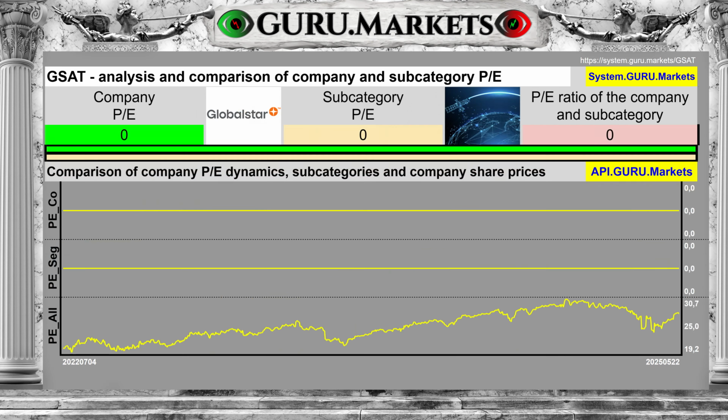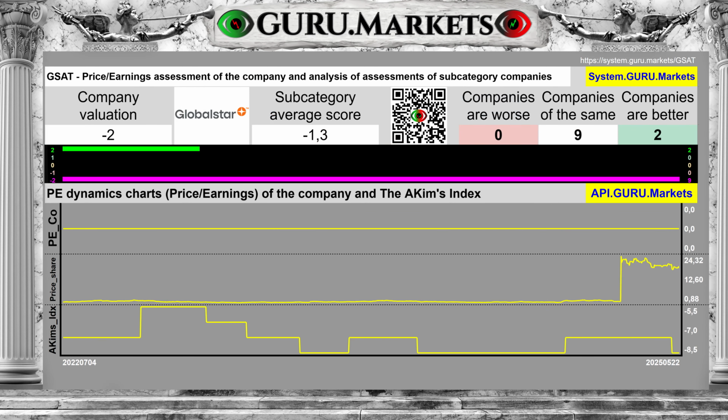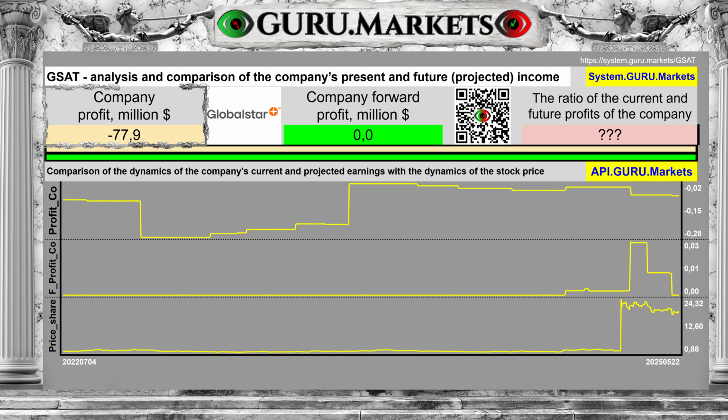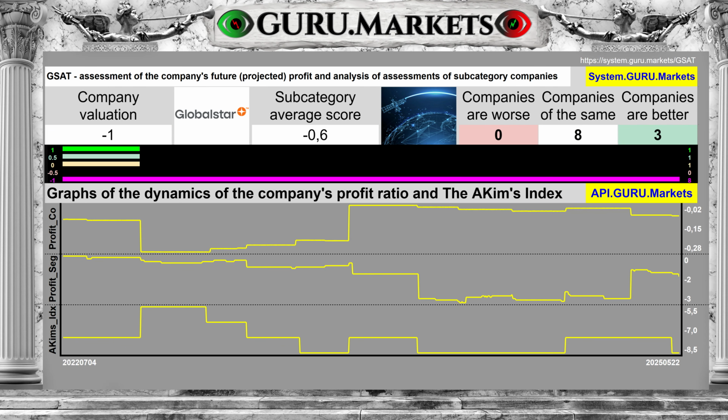The ratio of the company's market value to its profit is 0, with an average in the subcategory of 0. Evaluation of the stock exchange value to profit ratio in comparison with organizations in the subcategory, very bad, minus 2 points. Profit for the last 12 months was minus $78 million. Projected profits for the next 12 months are unknown. And this is very bad for the company's prospects. Assessment of the indicator of projected future profit in comparison with companies in the subcategory, bad, minus 1 point.